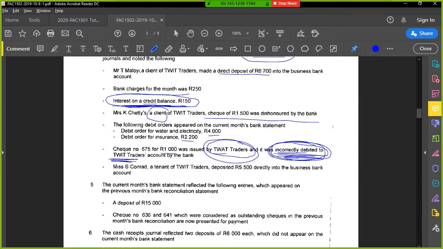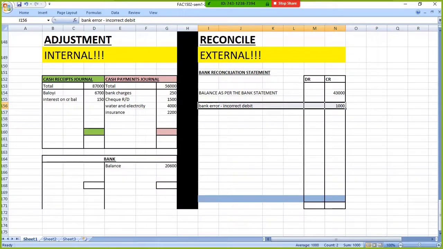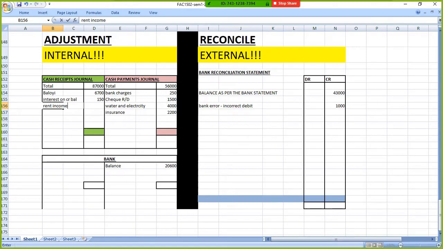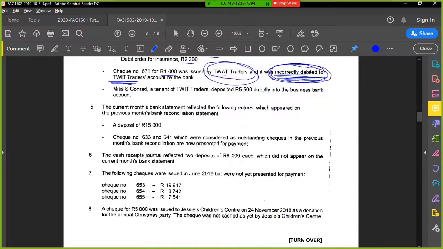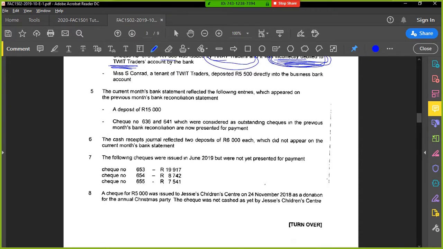Right, Conrad, a tenant, deposited 5.5 into the business bank account. Adjust to reconcile. Adjust. Yes, where? Receipts. Good. 5.5 coming from a tenant. They're depositing money into the business's accounts. Okay, number 5. The current month's bank statement reflects the following entries which appeared in the previous month's recon.